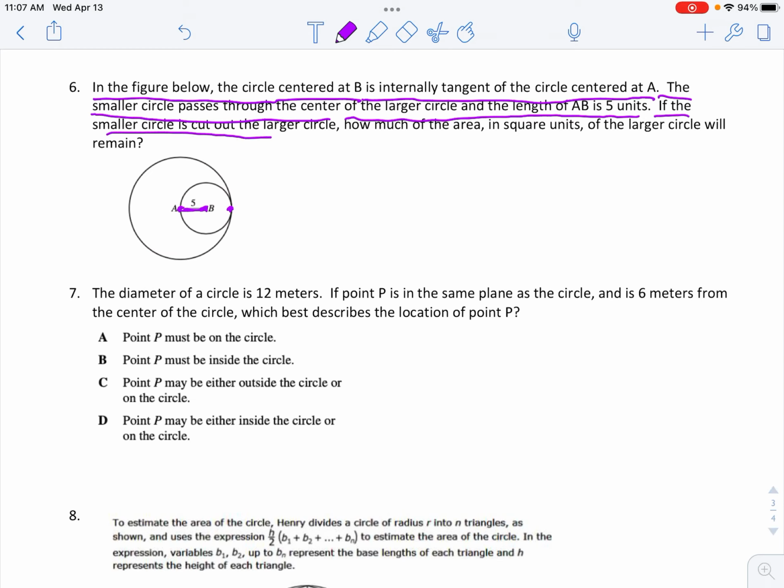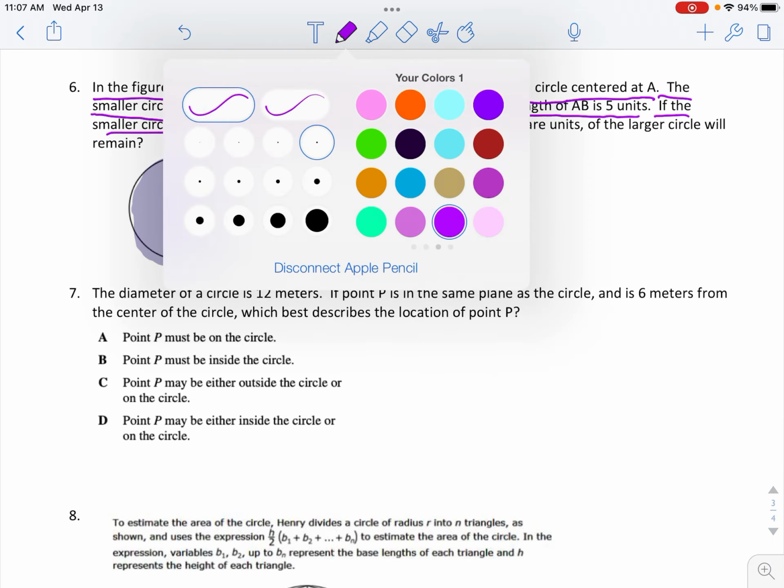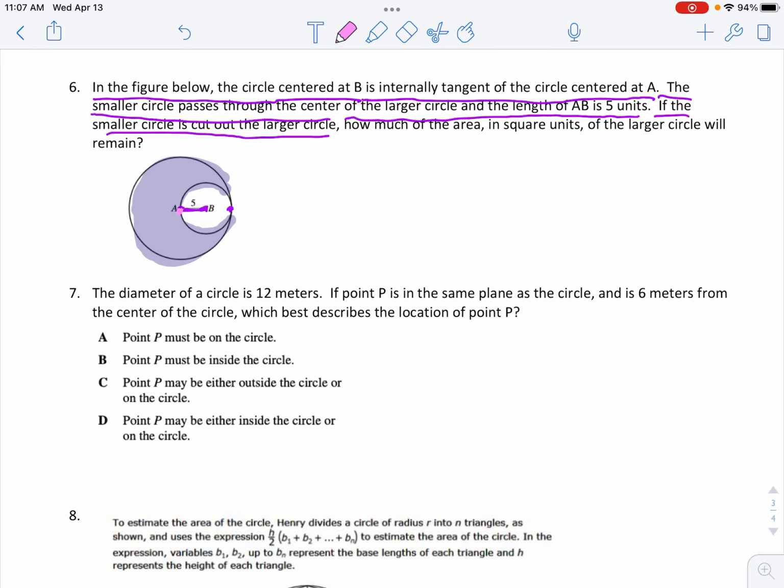If the smaller circle is cut out of the larger circle, so basically we cut it out and we're left with this classic moon-looking shape, how much of the area in square units of the larger circle will remain? What we're going to do first is just find the area of this big circle.